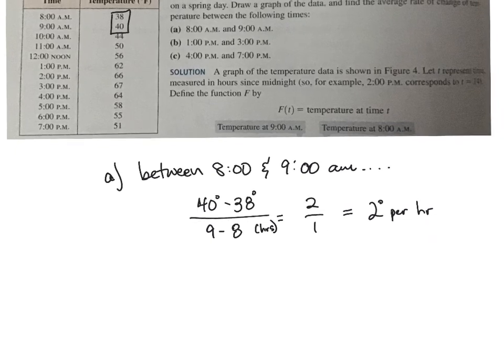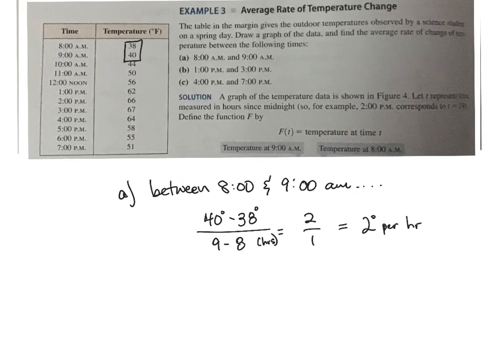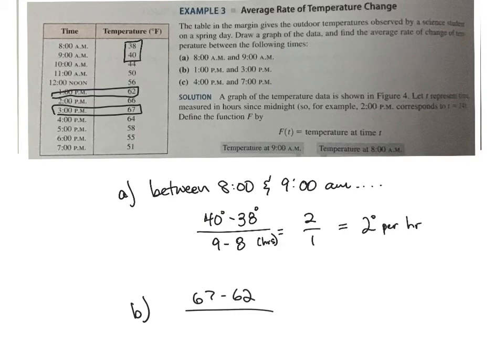For part B, 1 p.m. to 3 p.m., we have 1 p.m. and then to 3 p.m. there. So again, we have a table of values that gives us our y values and our x values. So the change in y values would be 67 degrees minus 62 degrees. And then the difference in x values turns out to be 2 hours again. So we could do 3 minus 1.